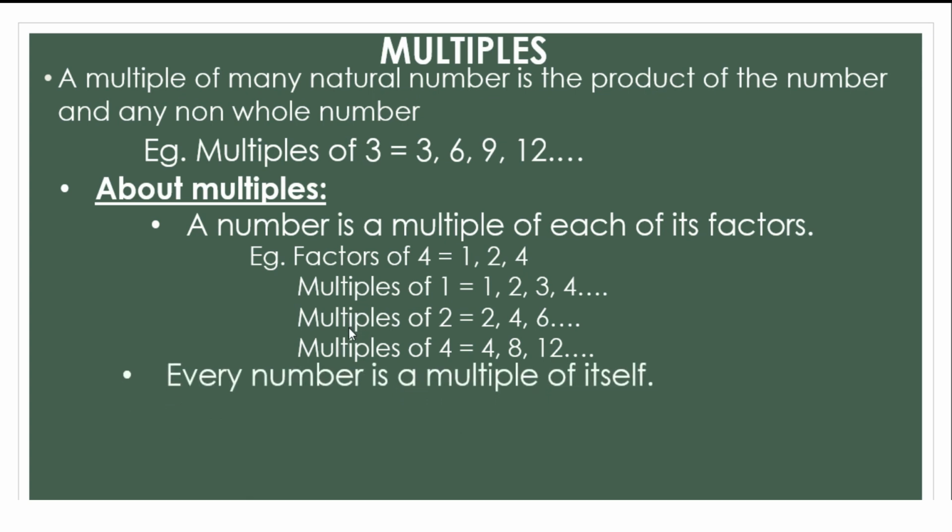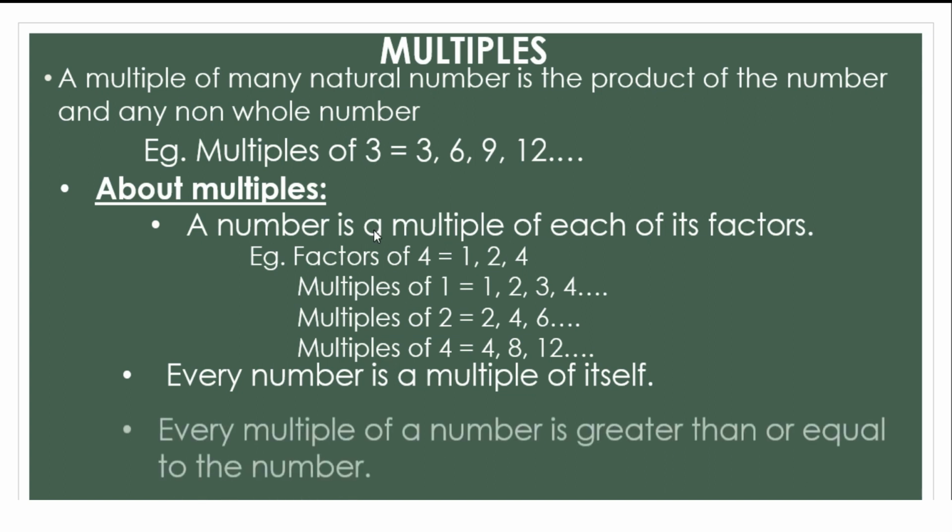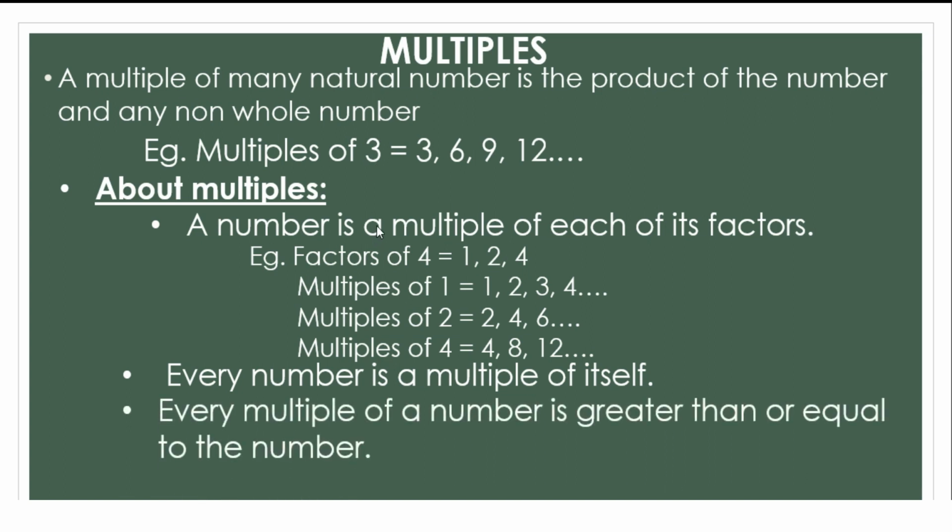Next, every number is a multiple of itself. For multiples of 3, what is the first? 3. So you get the same number as a multiple. Then, every multiple of a number is greater than or equal to the number. See the multiples of 3: 3, 6, 9, 12 and so on. All these numbers are equal to 3 or more than 3 only.